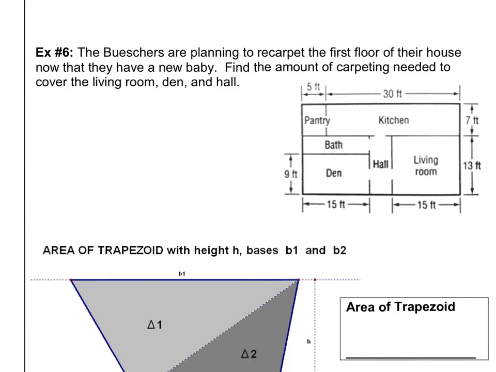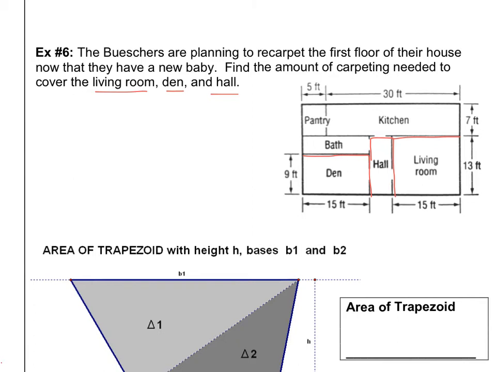All right, let's talk about example number 6. The Bushers are planning to recarpet the first floor of their house now that they have a new baby. Find the amount of carpeting needed to cover the living room, den, and the hall. So let's talk about that. That is just this area, and this area. So we're going to add up those 3 areas. They're all just parallelograms. They're actually all rectangles, so they're even easier.